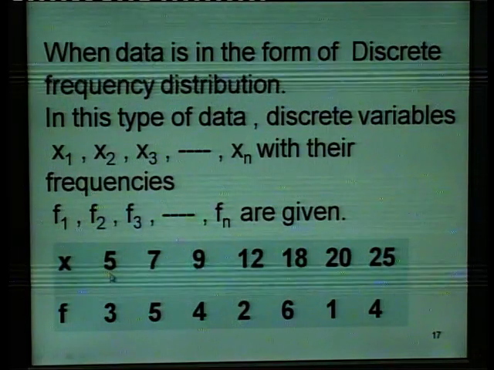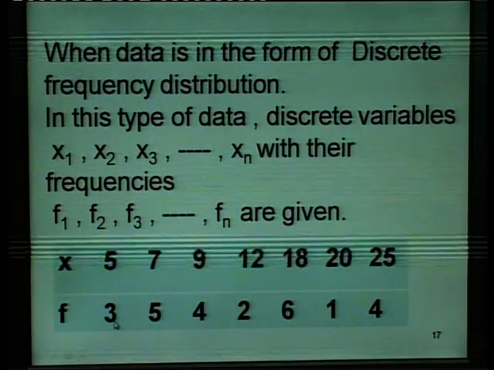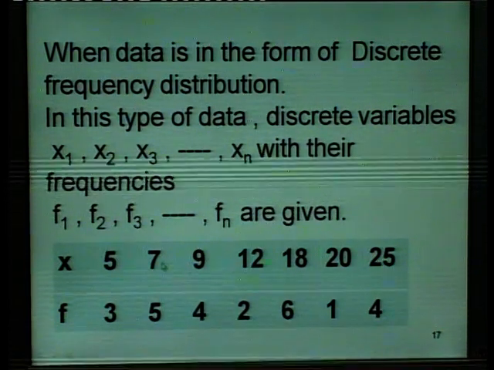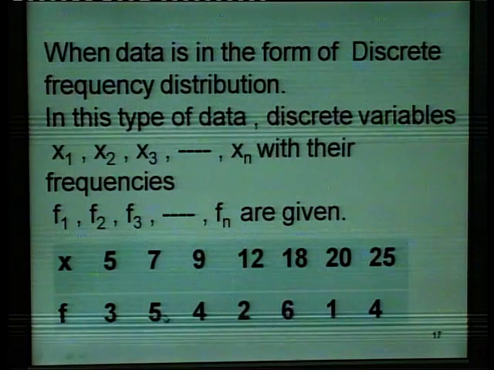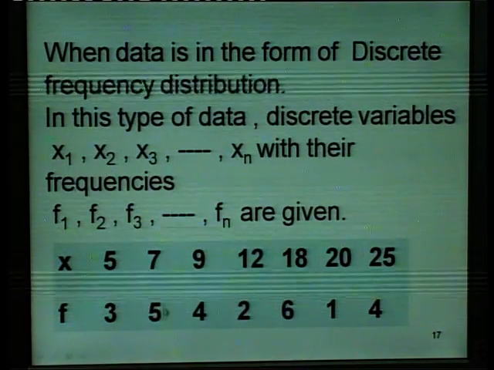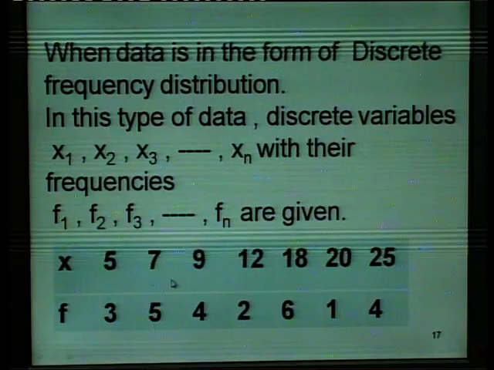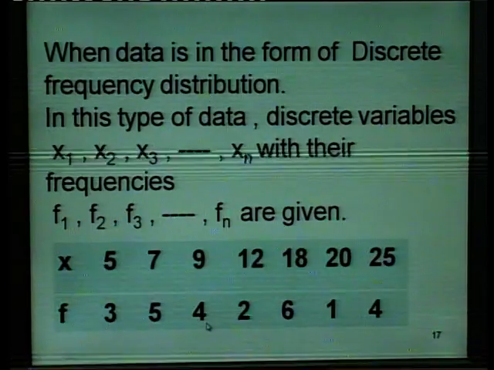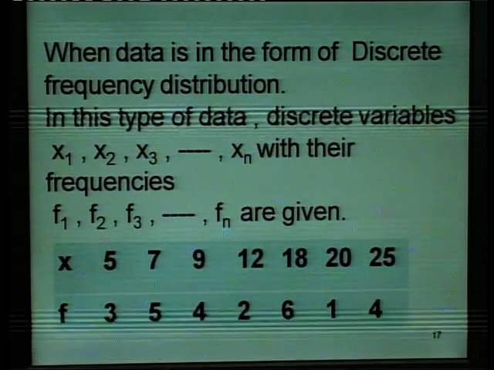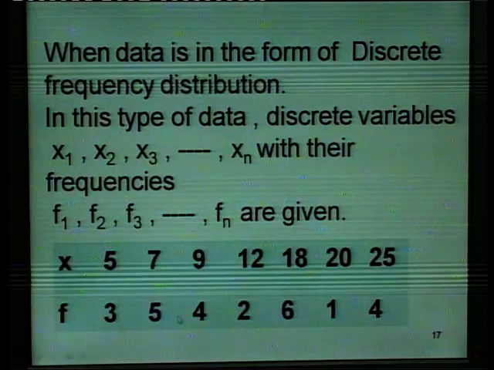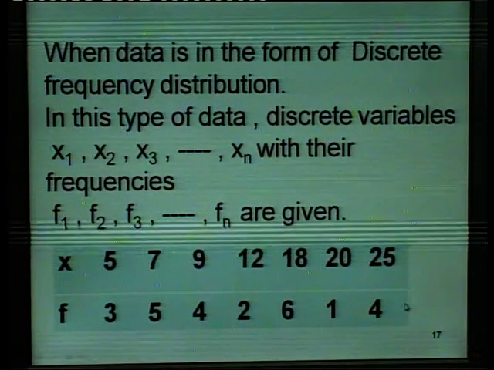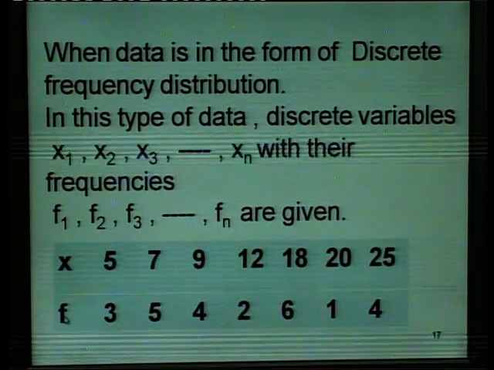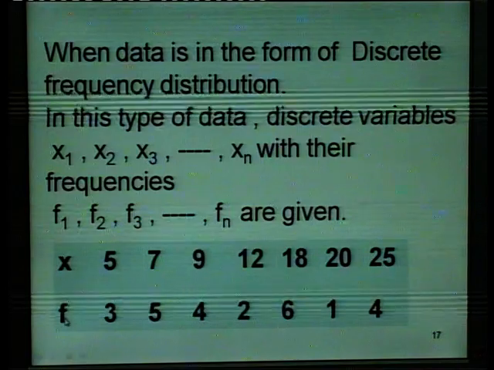For example, x value is 5, corresponding frequency is 3, that means 5 appears 3 times in the data. Next, x is 7, its frequency is 5, that means 7 appears 5 times in the data. 9 is a value, 4 is its frequency, that means 9 appears 4 times in the data, and so on. So when values are given with their frequencies, we call it a discrete frequency distribution. x is called the discrete variable and f is the frequency, that means the number of times a value appears.